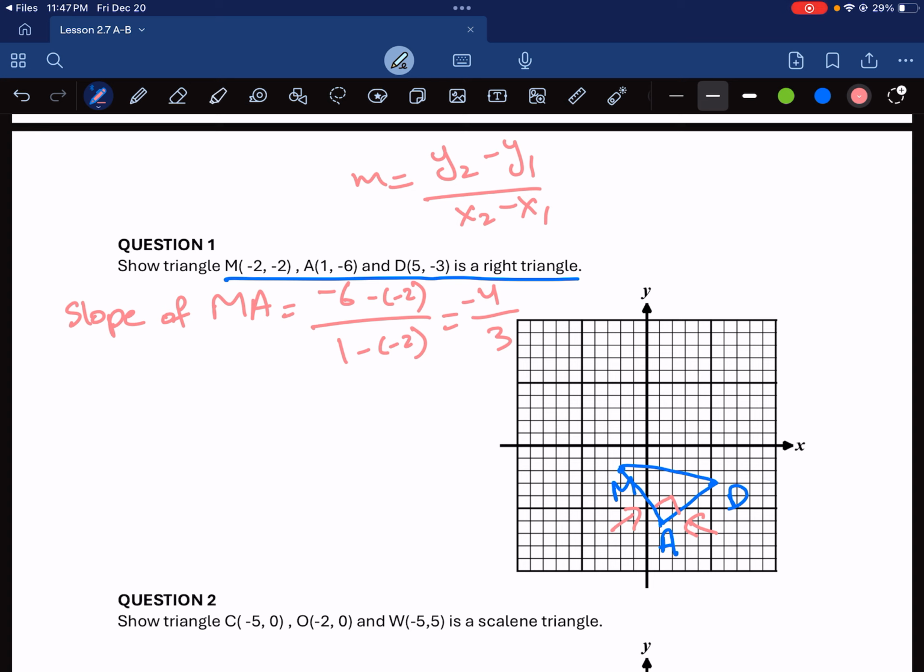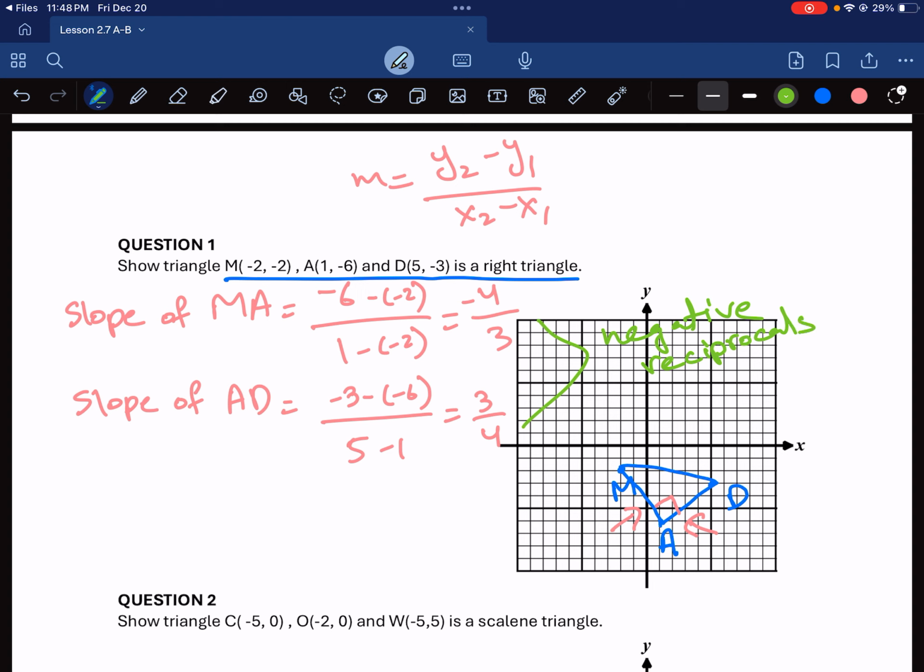And now let's go ahead and find the slope of AD. So you're going to find the slope of AD, which should be -3 minus -6 over 5 minus 1, which is -3 plus 6, which is 3 over 4. So as you can see, these two are indeed negative reciprocals of each other, which means that the lines are perpendicular, and that's what we wanted.